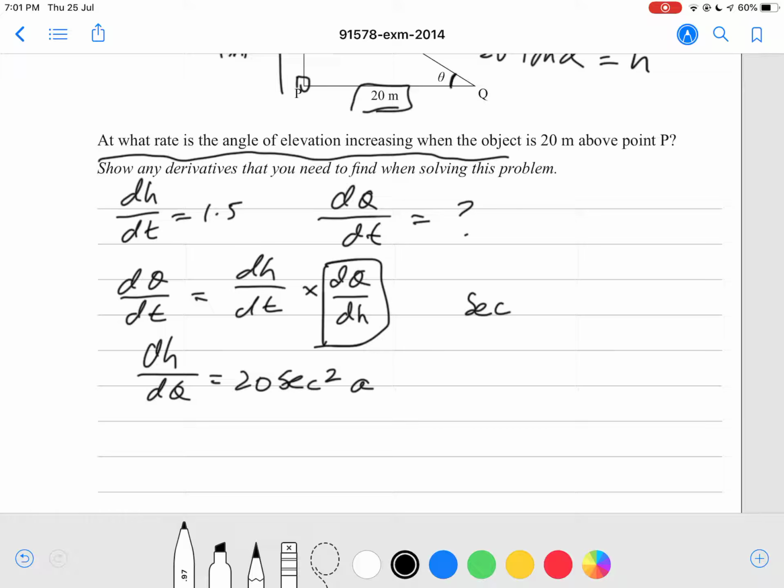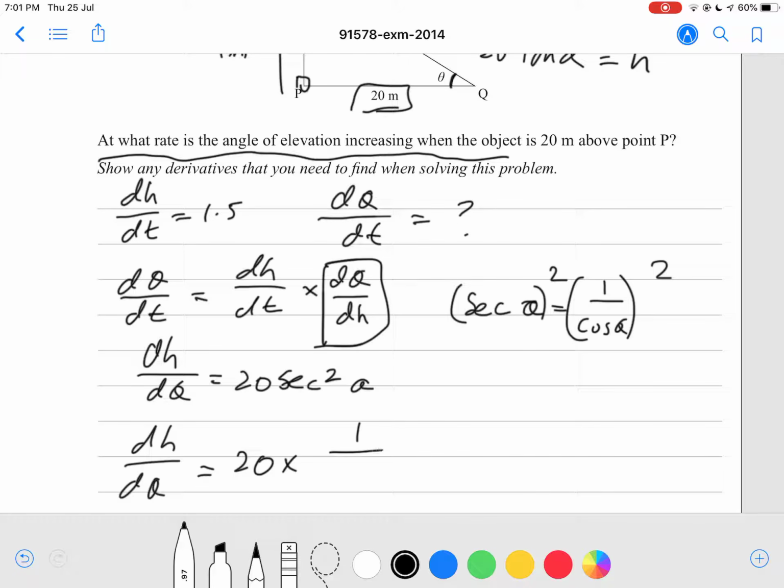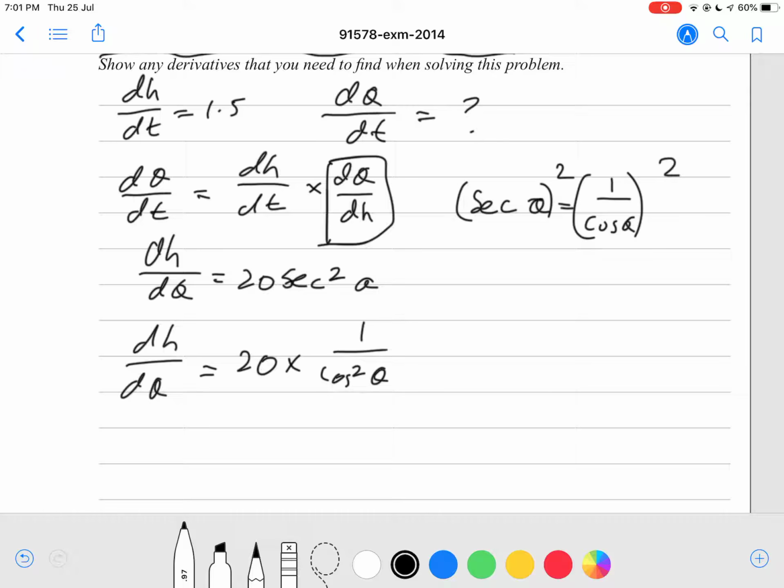We know from our trig rules that sec theta equals 1 over cos theta. And we can simplify sec squared, so this squared will be this squared as well. So dh over d theta equals 20 times 1 over cos squared theta. If we simplify this again, we get dh over d theta equals 20 over cos squared theta.